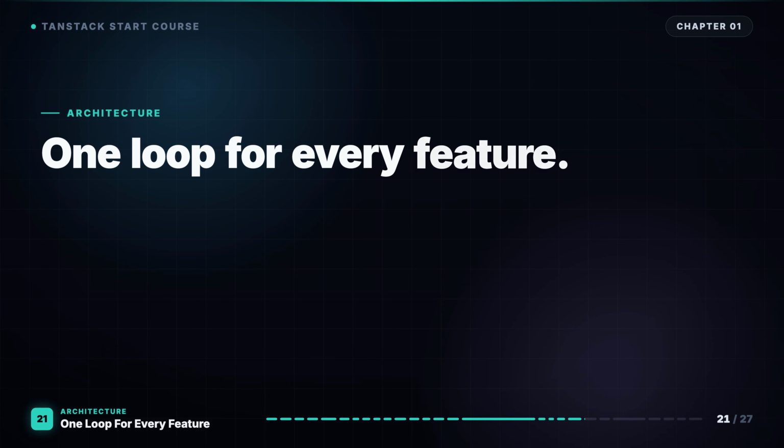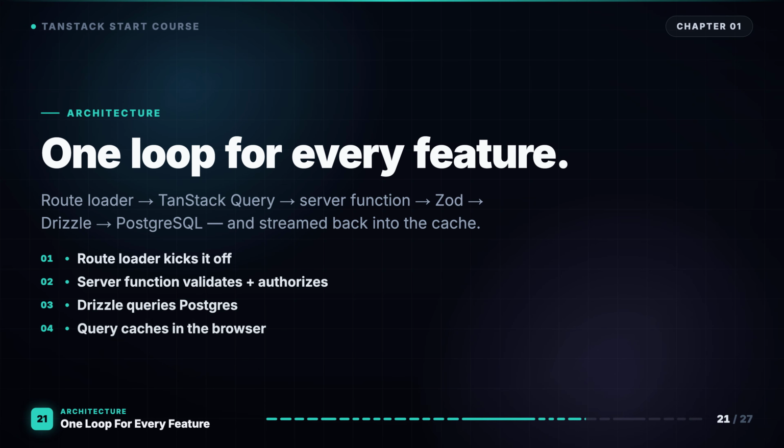Here's the full request flow, start to finish. A root loads, its loader asks TanStack query for data, and query calls a server function. The server function validates with Zod, checks the session, and queries Postgres through Drizzle. Then the data streams back, and query caches it in the browser. Every feature in this course follows that exact loop.